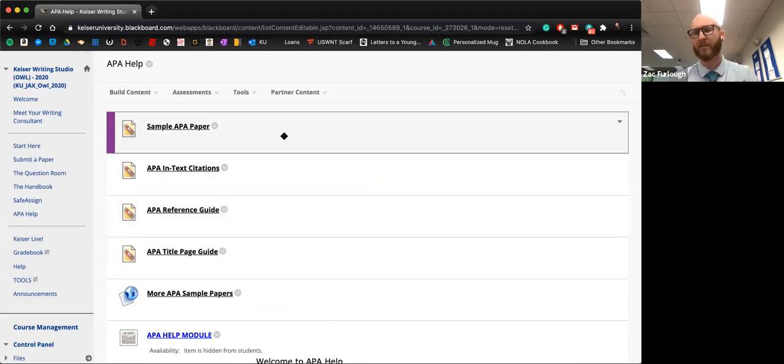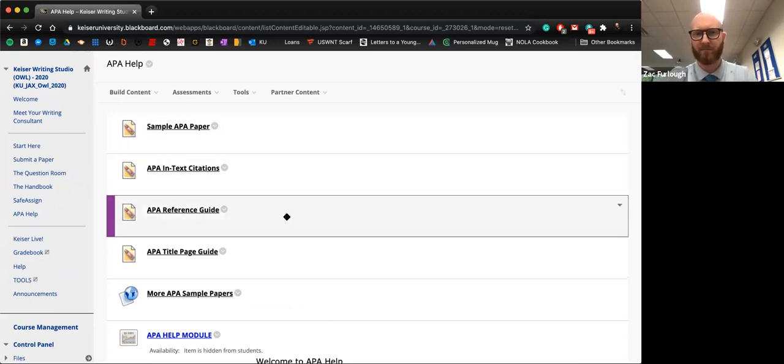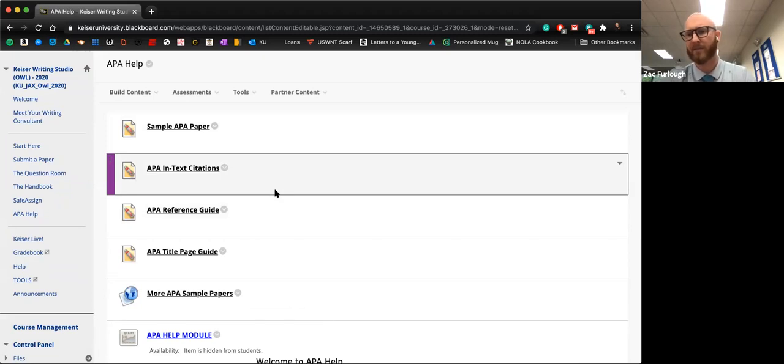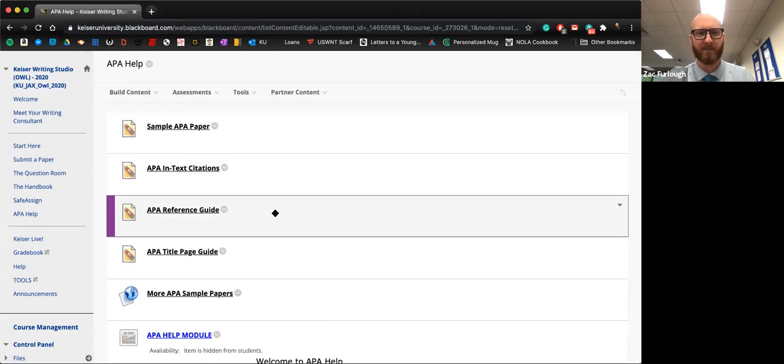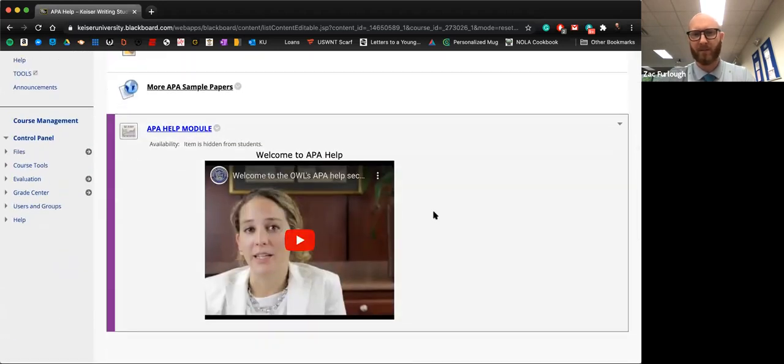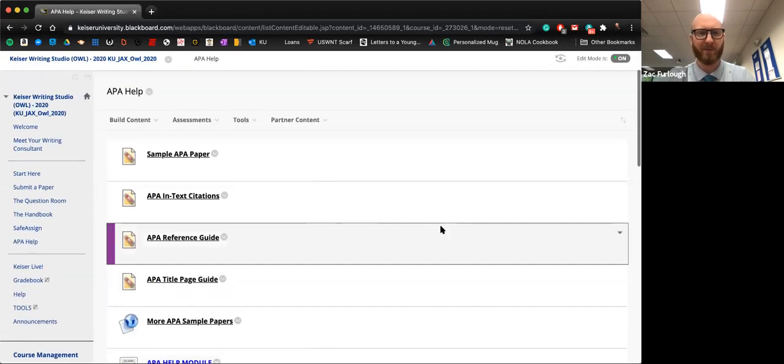So the easiest way, if you're writing a bigger research paper, there's all kinds of guides in here that break things down in terms of in-text citations, how to do the references at the end, how to set up a title page, things like that. There's a whole little presentation here that somebody else made and I put in there.